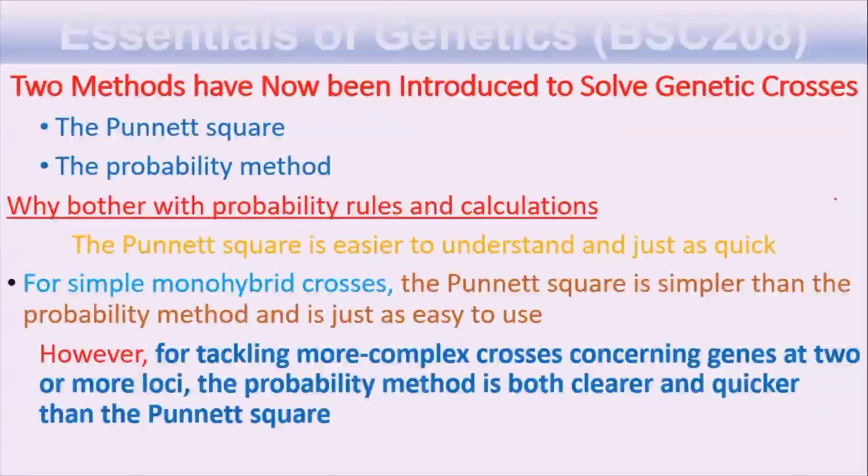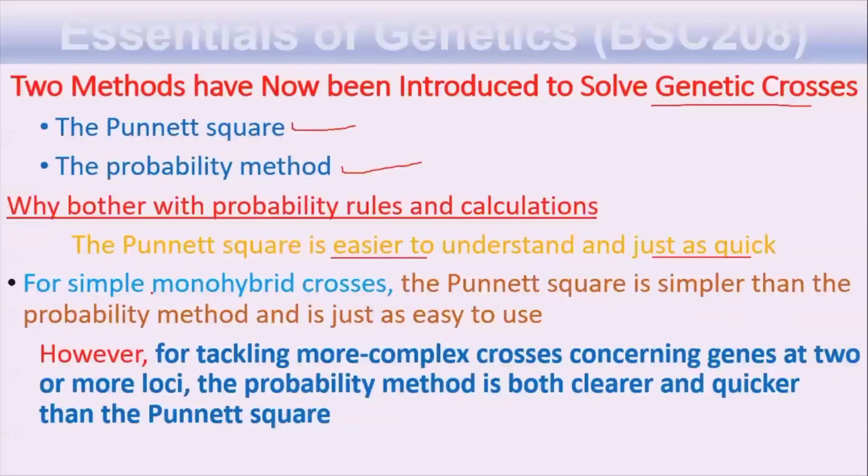So the two methods have now been introduced to solve genetics problems. We already know about the Punnett square, and now we have learned how the probability method is used. The Punnett square method is very easy. You have already done it in your secondary school classes and even during your college days. But now we have also introduced the probability method. So a question arises: why bother with probability rules and calculations, because the Punnett square is easier to understand and just as quick? So why are we using probability instead of the Punnett square?